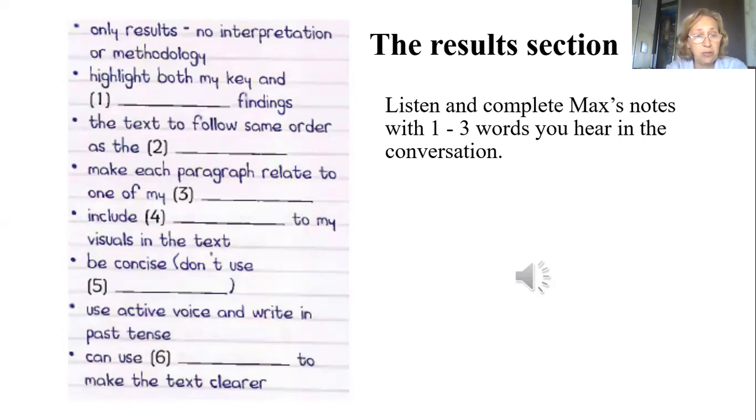Okay, and it's interesting that she says that we should use active voice and write in past tense, because when we speak about scientific language, we say that mostly we should use passive voice. But passive voice is, as she says, used in introduction, in methodology, in methods section. Вот когда мы о методах пишем, там будет passive voice. А когда мы описываем result section, здесь лучше использовать active voice. So you see?